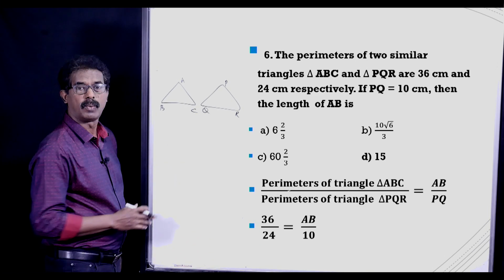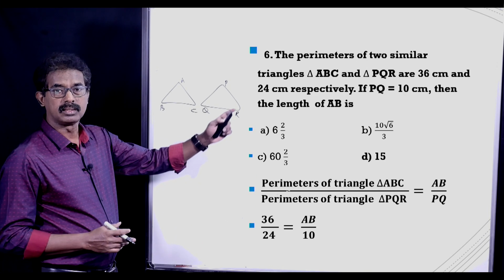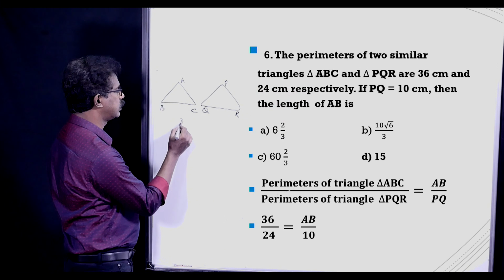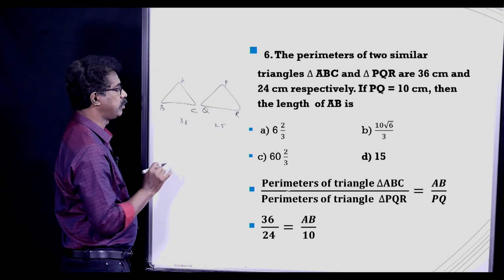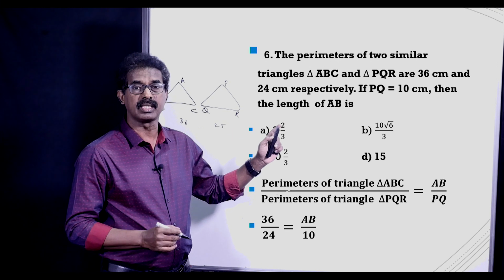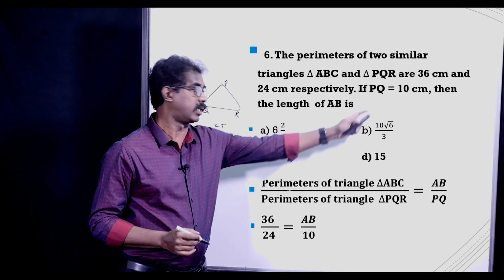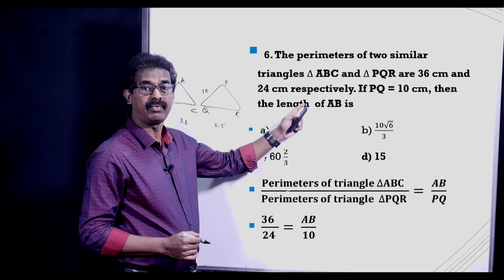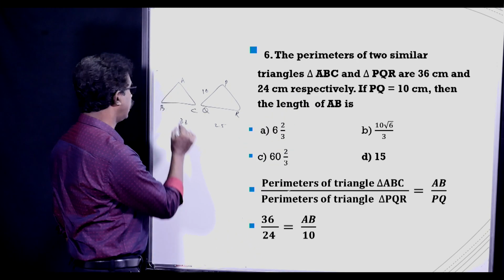Okay, so what is given here? The perimeters are given as 36 and 24. For the first one, the perimeter is 36, and for the second one, the perimeter is 24. Also it is given that PQ is equal to 10. What they asked to find here? The length of AB. Find the length of AB.